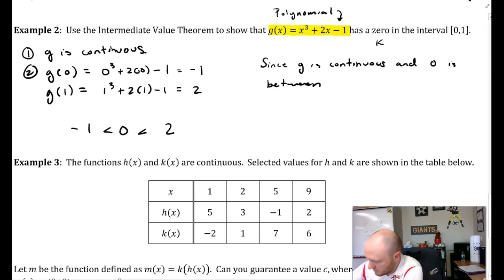No. I was thinking about something else. Between g of 0 and g of 1, the IVT guarantees.